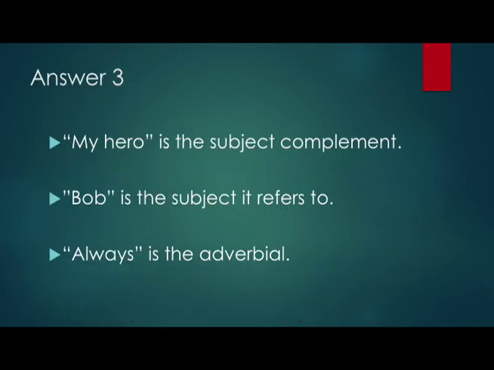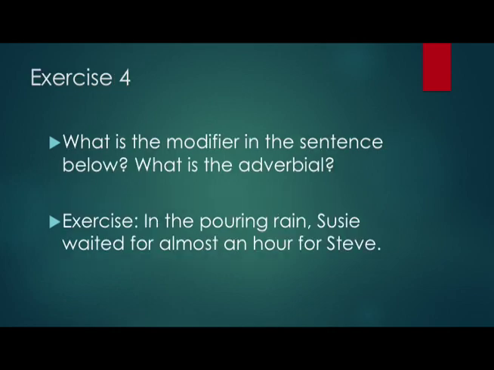My hero is the subject complement. It defines the subject, which in this case is Bob. Okay? And the adverbial is always. All right, fourth exercise. What is the modifier in the sentence below, and what is the adverbial? The sentence is, in the pouring rain, Susie waited for almost an hour for Steve.